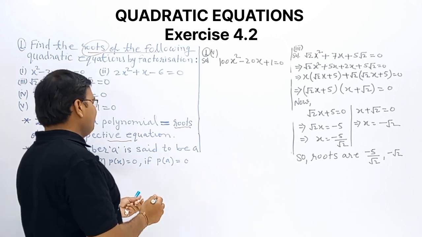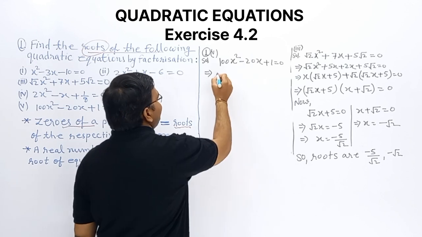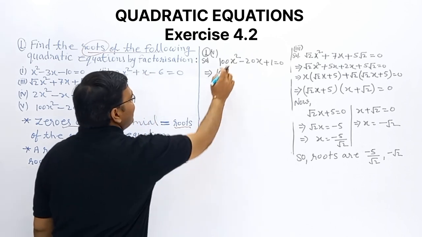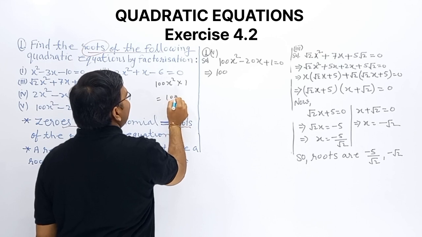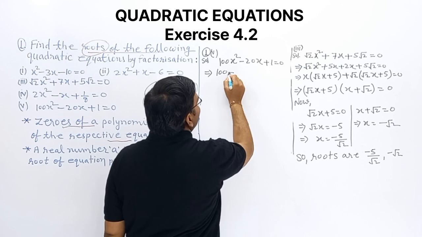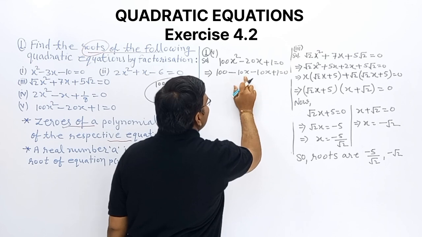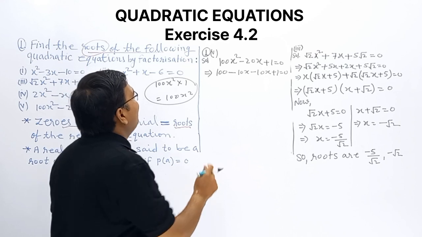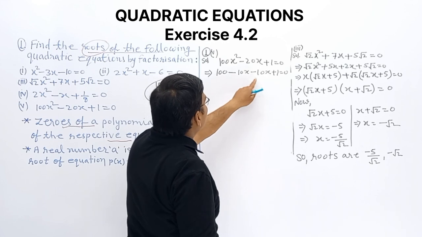Same process we will follow. We will split this into two parts, and the multiplication of both parts should be equal to the multiplication of the first and last one. The multiplication of first and last is 100x square into 1, so 100x square we want, and minus 20x should be the sum. Minus 10x minus 10x plus 1 equal to 0. Minus 10x and minus 10x is minus 20x. Are you getting it? And the product of both.